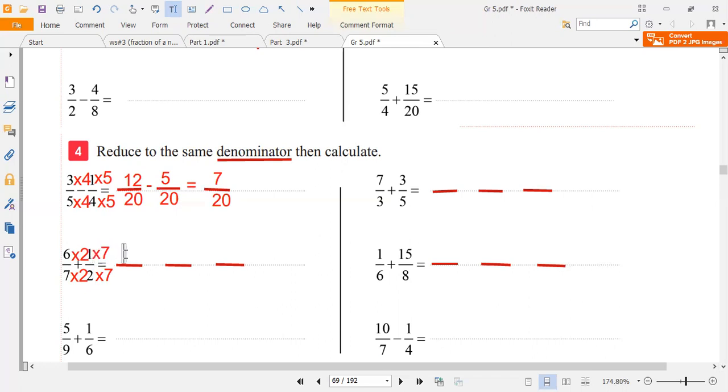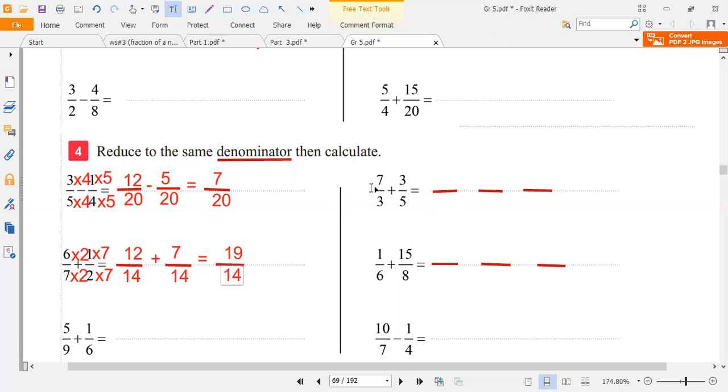So the first fraction will be 12/14 plus 7/14 equal. We add the numerators and we keep the denominator, so the answer is 19/14.